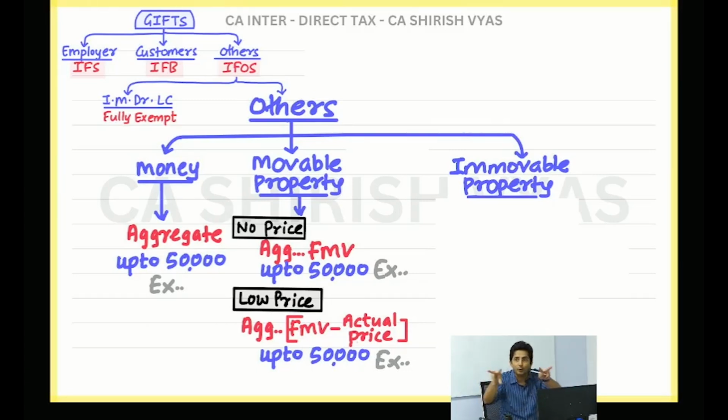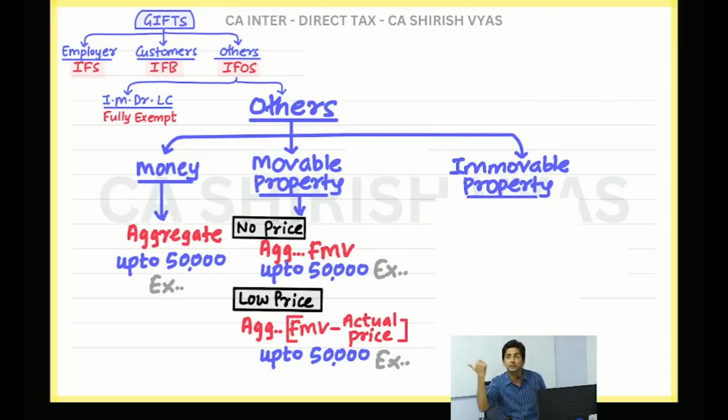Don't aggregate all together. All the no-price ones are aggregated separately, and all low-price ones are aggregated separately. If you have forgotten, I repeat my example. Two persons gave me 20,000 free gold. So free means it is no price or low price? No price. Keep that separate. Because we aggregate, right? But aggregation of free things is different, and aggregation of lower price is different.